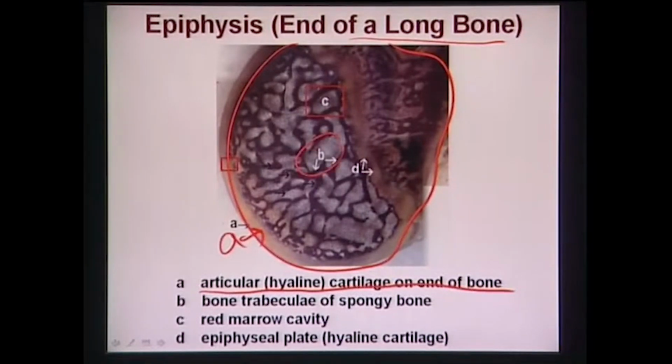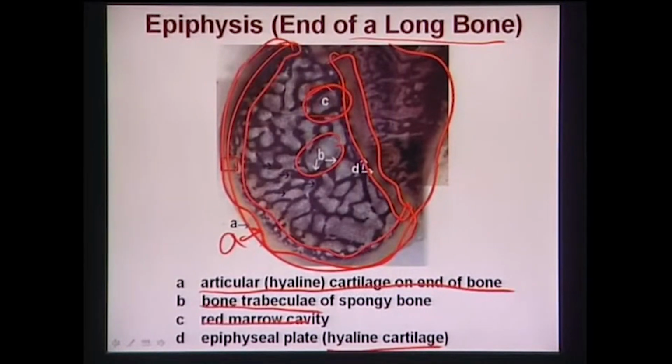Now B is the bone trabecule or the spongy bone. Now C is the red marrow cavity, that is the region that is the red marrow cavity, and D is the hyaline cartilage. Now D is again this part. So cartilage is another tissue. So what it shows here, both the outer region and the inner region you have the cartilage tissue, and in the inner part you have the cancellous bone or the trabecular bone.